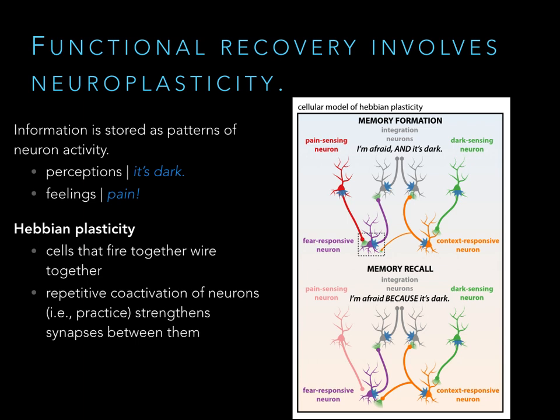In this case, there's a green dark sensing neuron. The rat's in the dark, so this neuron is active. It's going to communicate to some orange neuron that's going to encode information about context. This would be location. Where am I in space? What are, in this case, the light conditions? And then that orange neuron is going to communicate that I'm in the dark to that gray integration network.